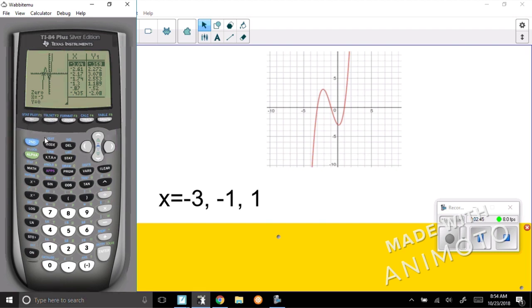So I have to go through this process, like I said, 3 times. So I have 2 more times I need to go through this. So it's second trace zero. I'm going to go over to the right to the other zero I'm trying to find. Looks like that's as close as I'm going to get to it. I'm going to go to the left of it. So I hit left, hit enter. I'm going to go to the right of it. I'm going to hit enter, and then I'm going to guess. And I have the zero of -1.